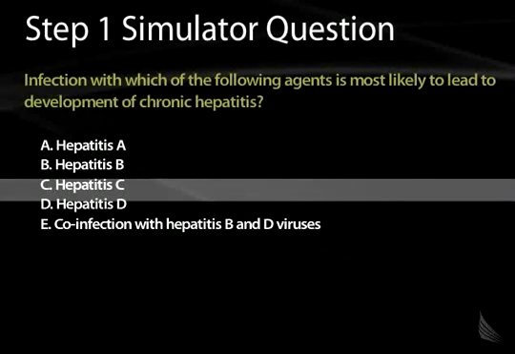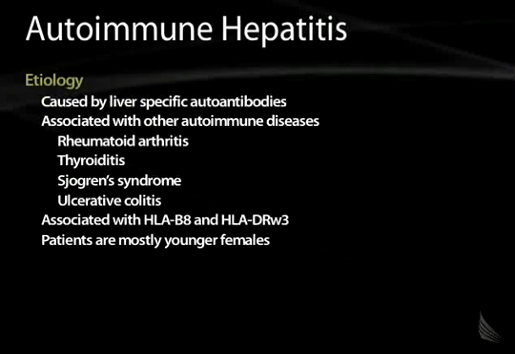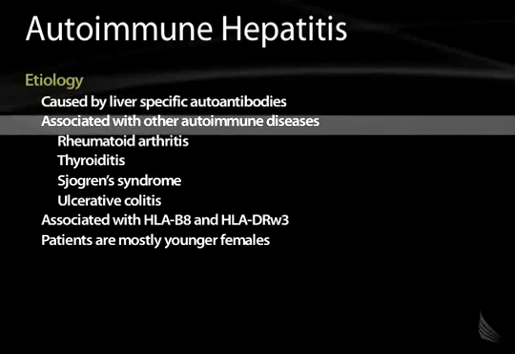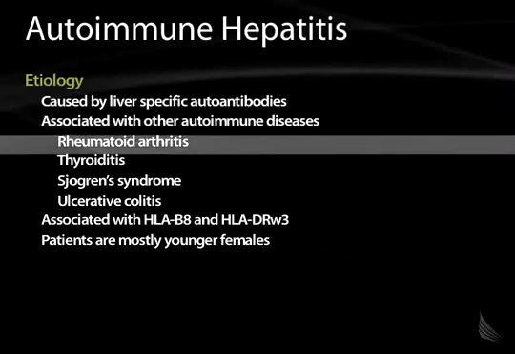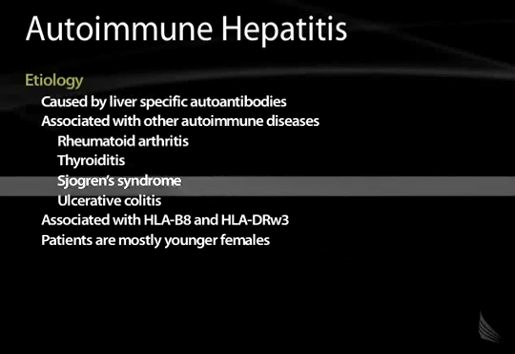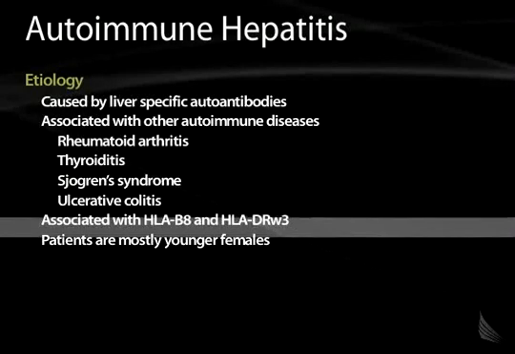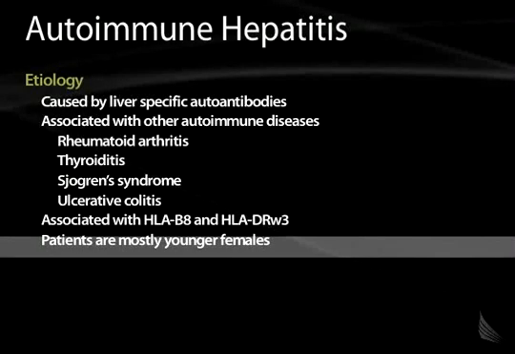This is the one that results in chronic hepatitis 85% of the time. If you chose hepatitis B, that is also correct. However, this is not the most likely. Remember that autoimmune hepatitis is a disease in which there are antibodies against the liver. It's associated with other autoimmune conditions such as rheumatoid arthritis, thyroiditis, Sjogren's disease, or ulcerative colitis. It's also associated with HLA-B8 and HLA-DRW3.